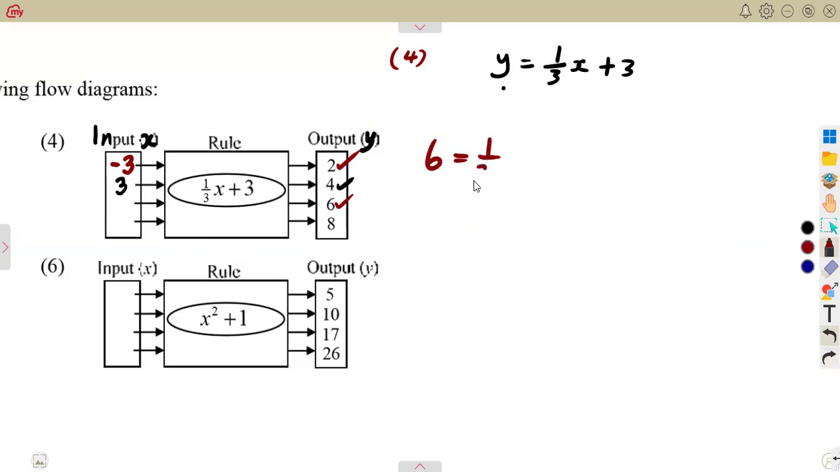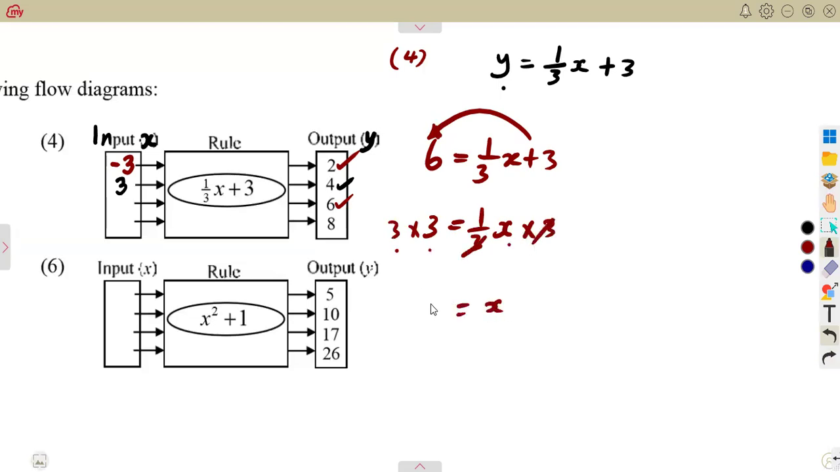So 6 is equal to 1 over 3x plus 3. We solve again, take the 3 to this other side. 6 minus 3, that is a 3, which is equal to 1 over 3x. So just like the previous case, multiply by 3 to remove this. So x is equal to 3 times 3, which is a 9. So that was going to give us a 9 if our y is a 6.